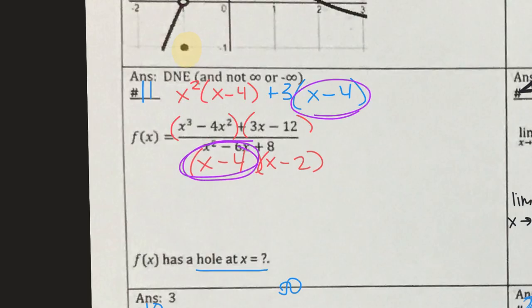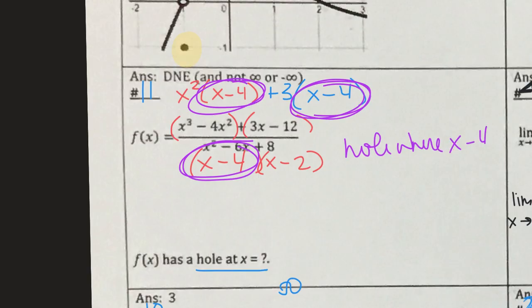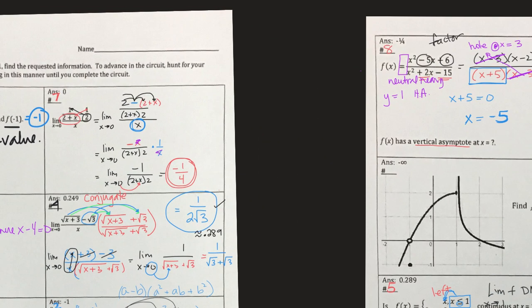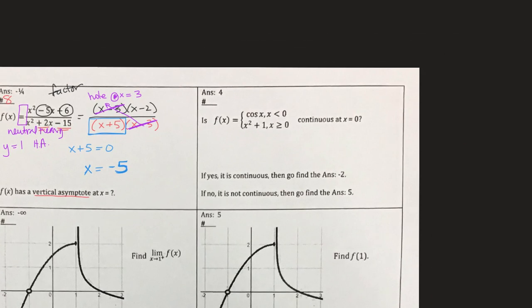The x minus 4. Right? The x minus 4's canceled out. So we're going to have a hole where x minus 4 equals 0, which is at x equals positive 4. Okay, that takes us over to here.